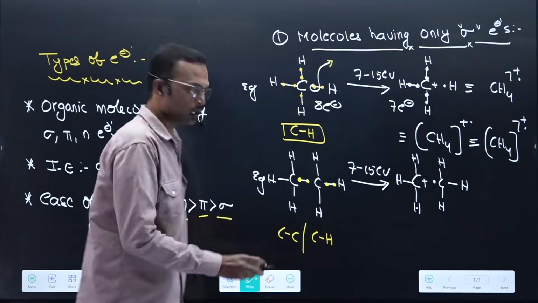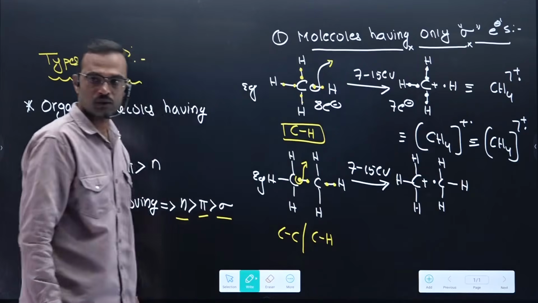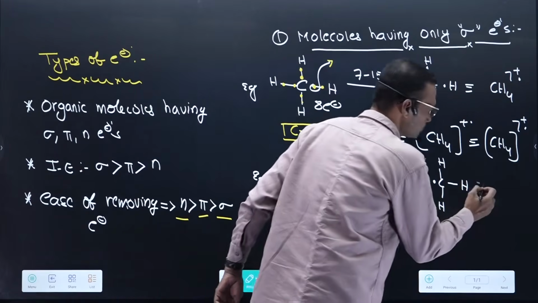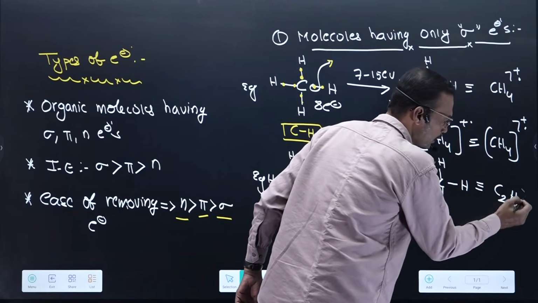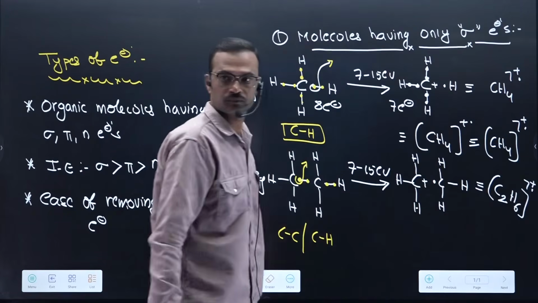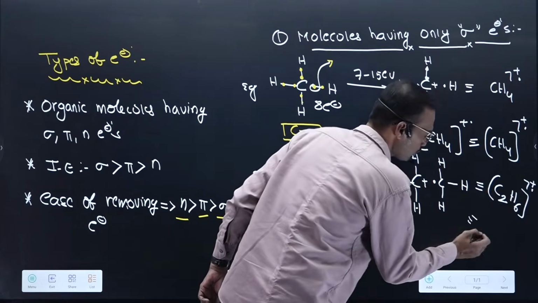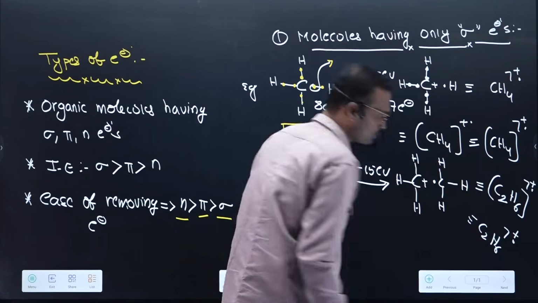Like this, I removed the electron from here. This has the lowest ionization energy as compared to this one. So this molecule, how to write? See, this is C2, how many hydrogens? H6. Then can I write like this? This is a radical cation. Okay, you can also write in one more way. See, this is C2H6 and this is a radical cation.